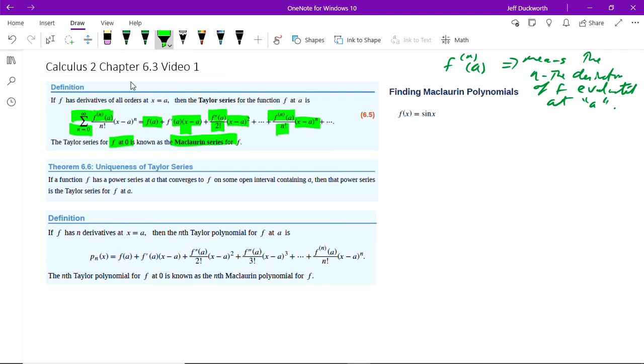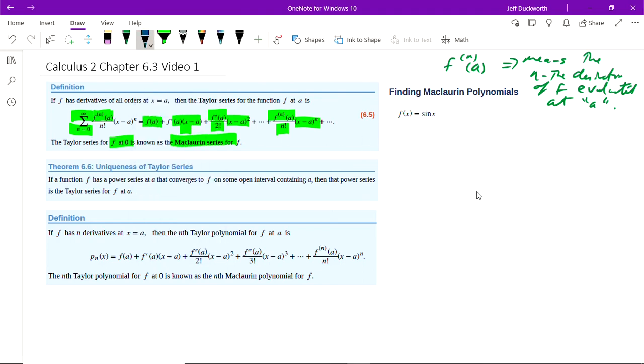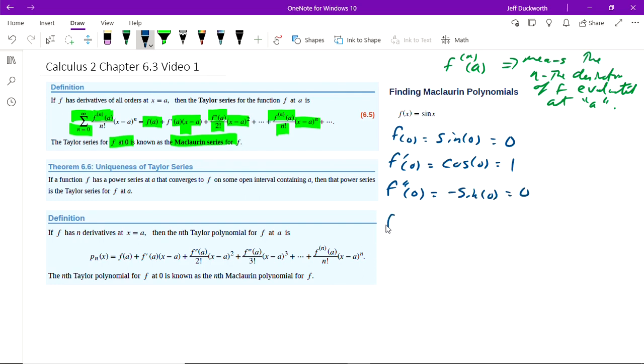I'm going to try to do an example here, and I'll use sine of x, and I'm choosing a Maclaurin, which means that a equals 0. So f at 0 is equal to sine at 0, which is just 0. F prime at 0: the derivative of sine is cosine, and cosine at 0 is 1. The second derivative of cosine is negative sine. So we're looking at negative sine of 0. So that's still 0.